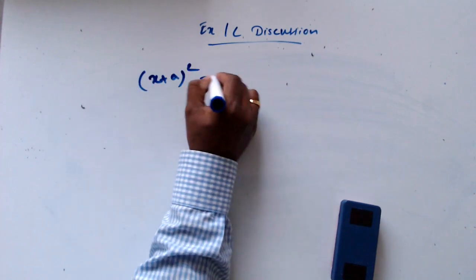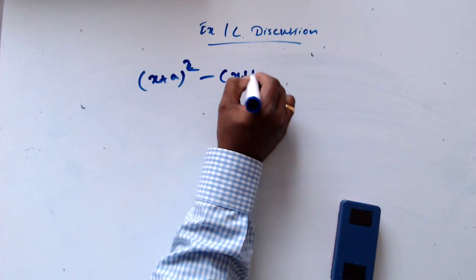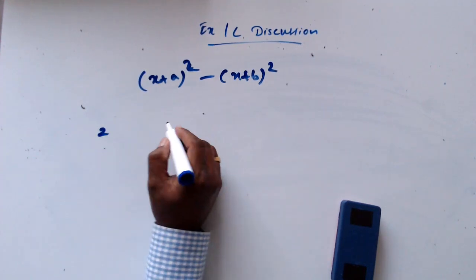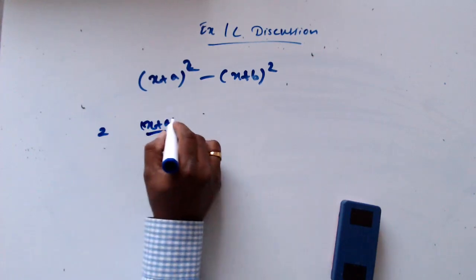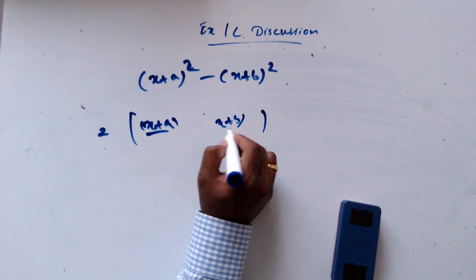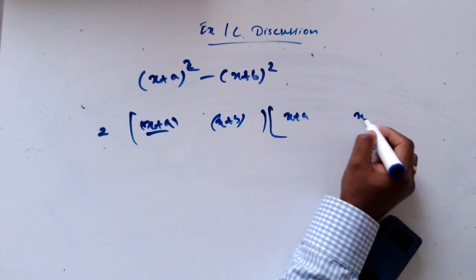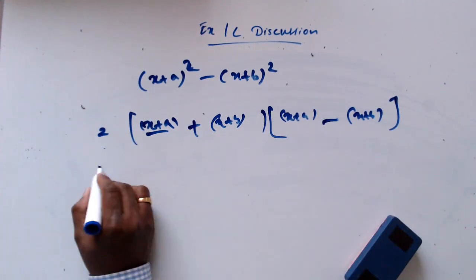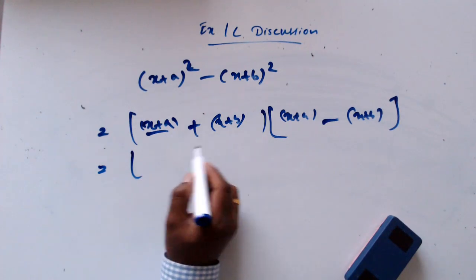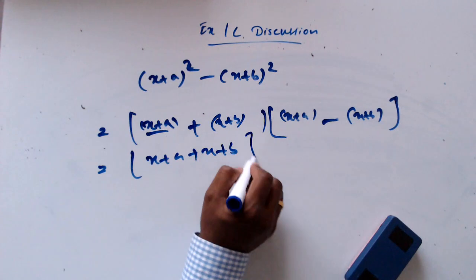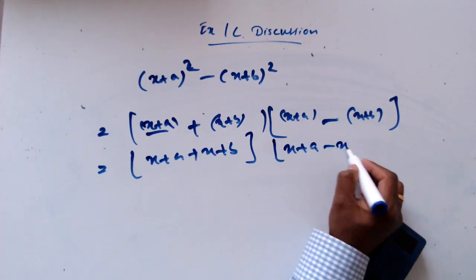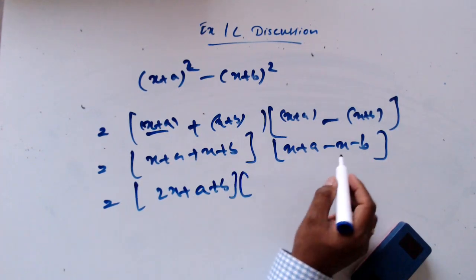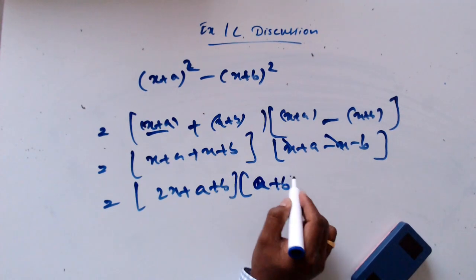x plus a square minus x plus b square. How do you factorize this one? So you know that this is also a difference of two squares. One is x plus a, another one is x plus b, and one is x plus a, another one is x plus b. So one is plus, another one is minus. So if we simplify, x plus a plus x plus b, and x plus a minus x minus b. So then this is going to be 2x plus a plus b, and this cancels out, and then a minus b.